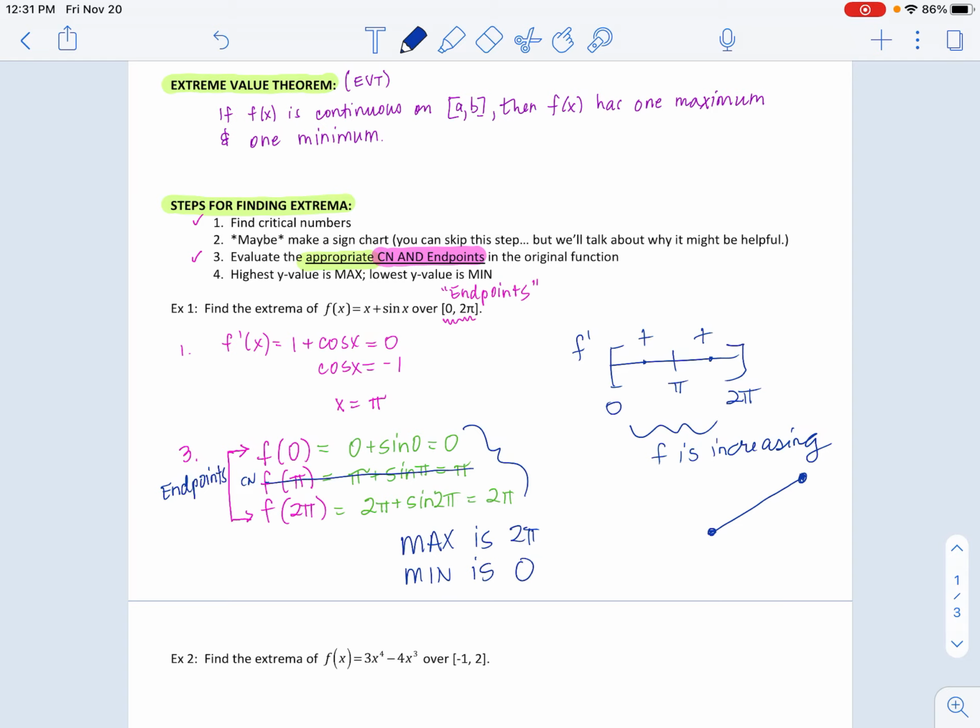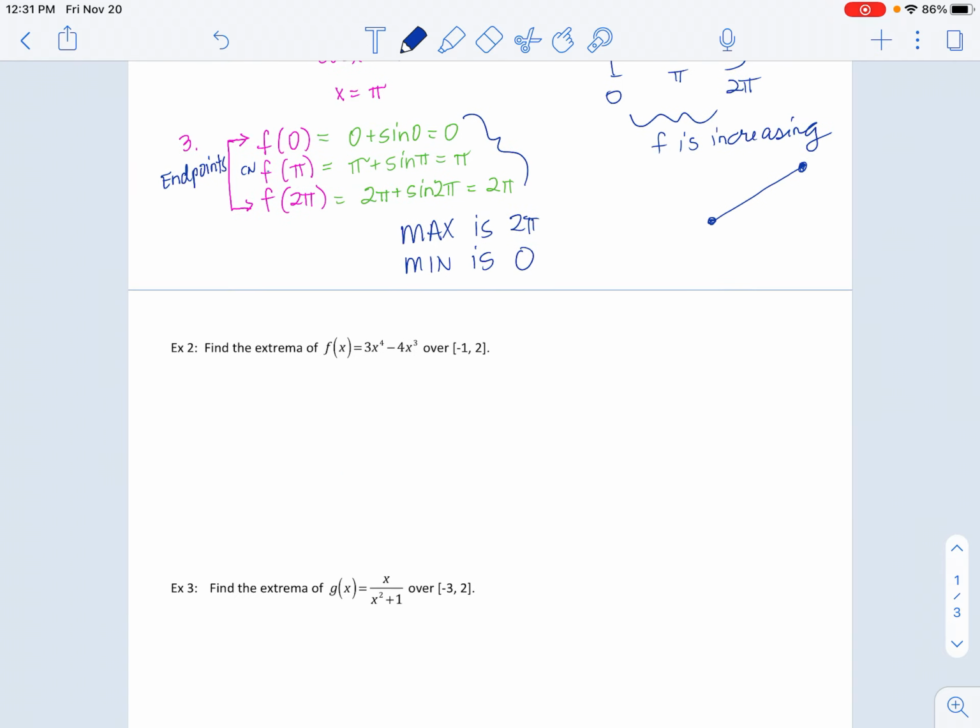This is a pretty cool function. It's pretty curvy, and it just continues increasing and getting flat, increasing and getting flat, as x values get larger and larger. So it's a neat one to check out. But that's why the sign chart might save us a little bit of work, because then I wouldn't have had to evaluate at pi.